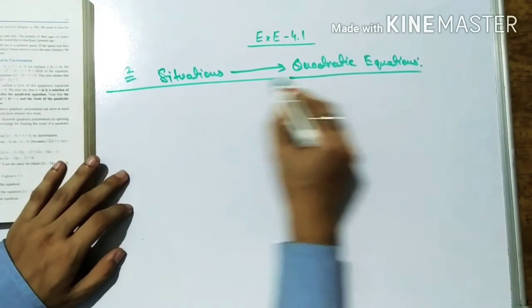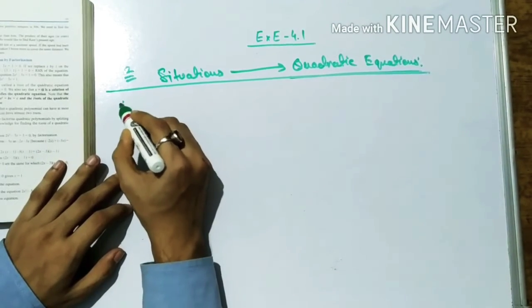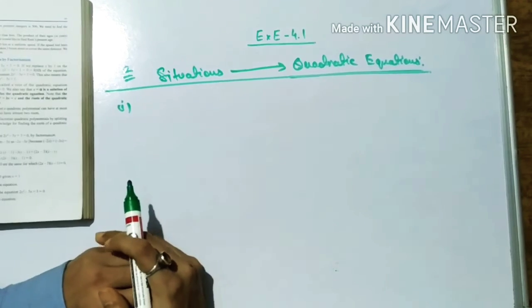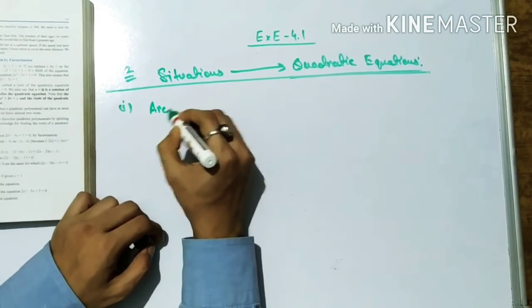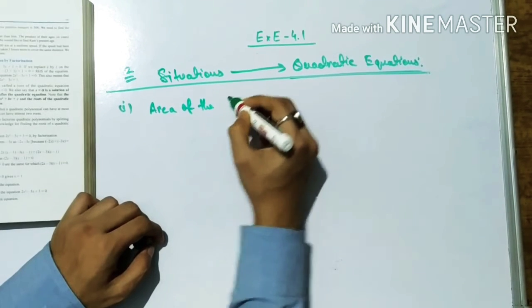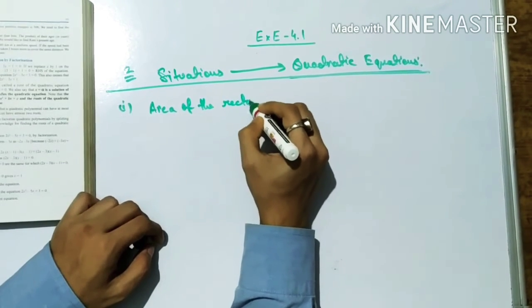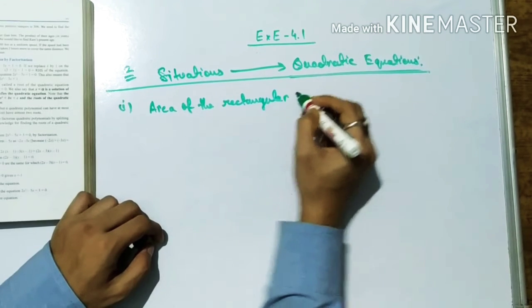Understand? So let us look at the first situation. What is the first situation? The first situation says that the area of the triangular plot. Let me write down here, area of the rectangular plot, not triangular plot.